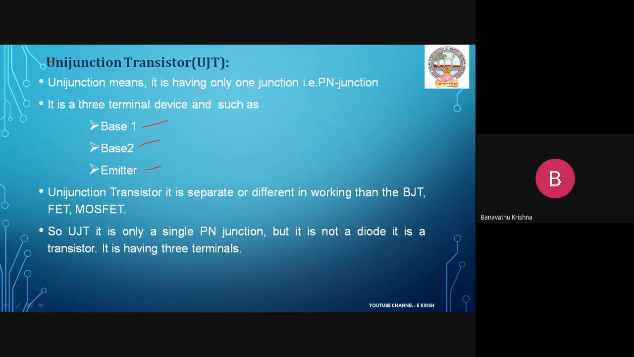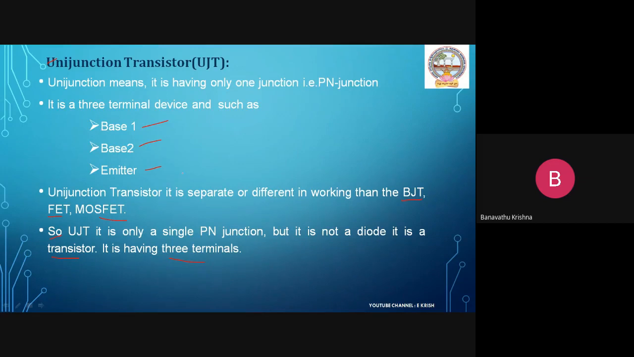This Uni-junction transistor differs in working from the BJT, bipolar junction transistor, the field effect transistor, and the metal oxide semiconductor field effect transistor. Here the UJT has only a single PN junction, but it is not a diode. It is a transistor. It has three terminals: base 1, base 2, and emitter.